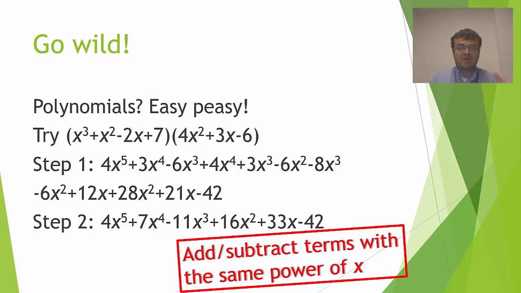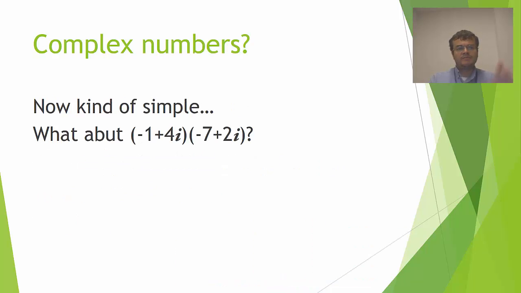What happens with complex numbers? So let's think about minus 1 plus 4i multiplied by minus 7 plus 2i. So we do the multiplications. Minus 1 times minus 7 is 7. Minus 1 times 2i is minus 2i. Plus 4i times minus 7 is minus 28i. And plus 4i times 2i is plus 8i squared.